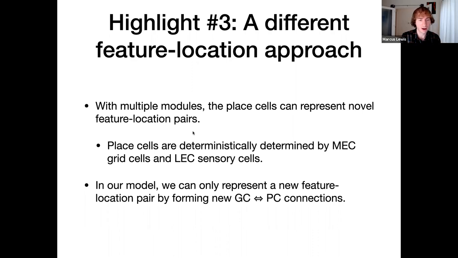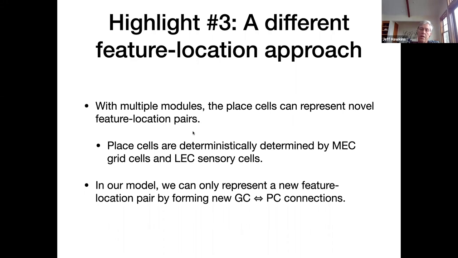And that's just a nice idea. And in our model, I'll read the final bullet point. We can only represent a new feature location pair by forming new grid cell to place cell connections. Whereas they can represent any pair they want, and they don't have to learn it right away. They can trust that in the future, if this feature location pair occurs, the same set of cells is going to activate. They don't have to do any initial learning, whereas our temporal memory kind of does, because it generates these random patterns, and it will only ever recover those random patterns if it forms synapses to resurrect them. So there's a nice idea there. That's the other side of the coin of what I was saying in the previous slide. I still don't quite get this last bullet.